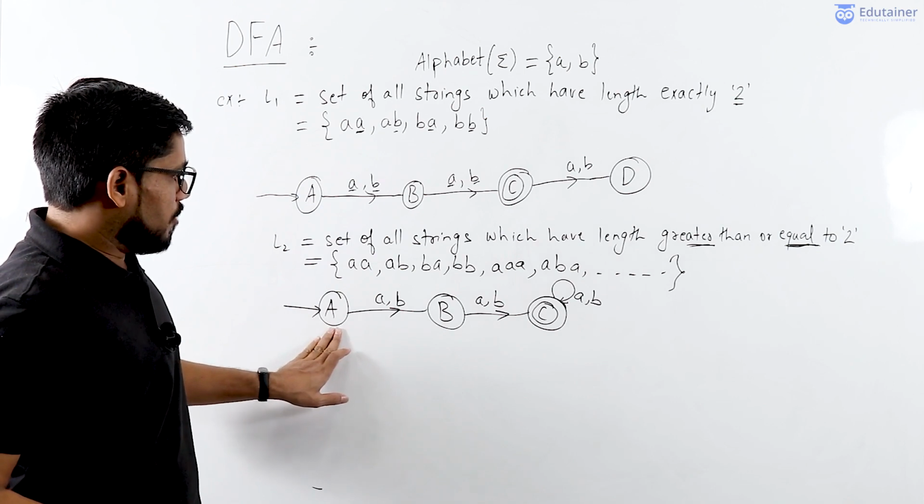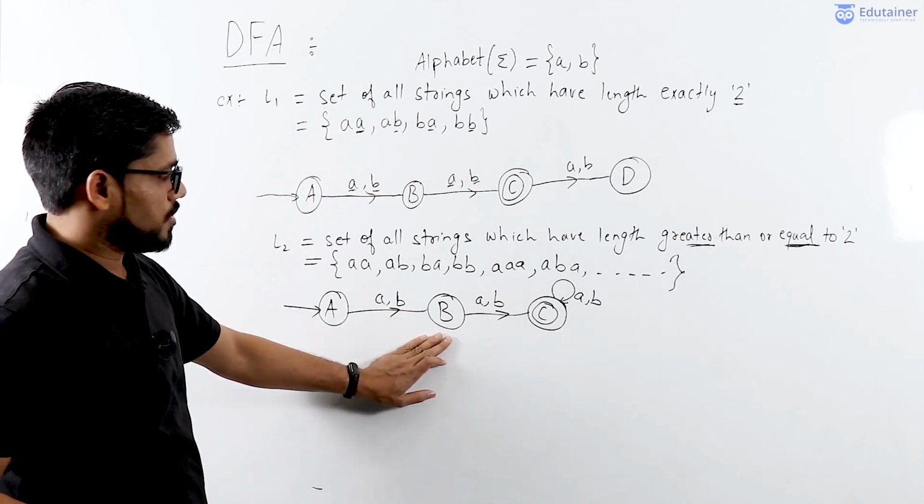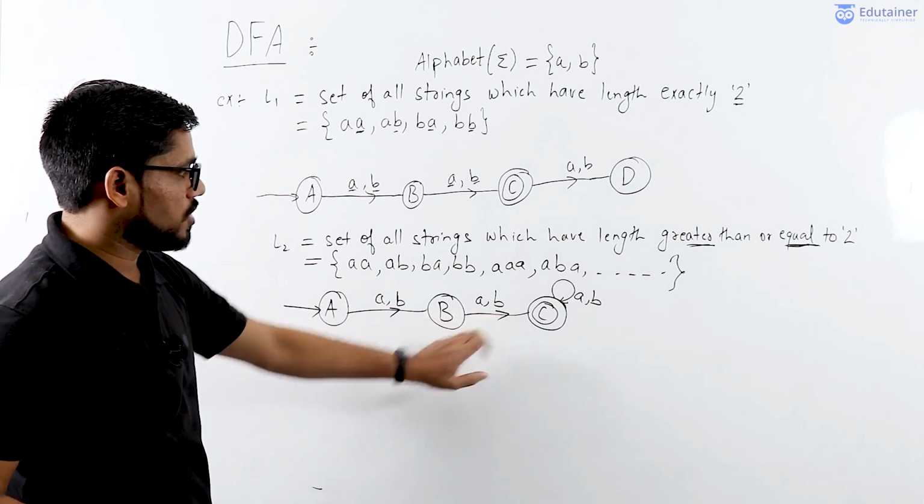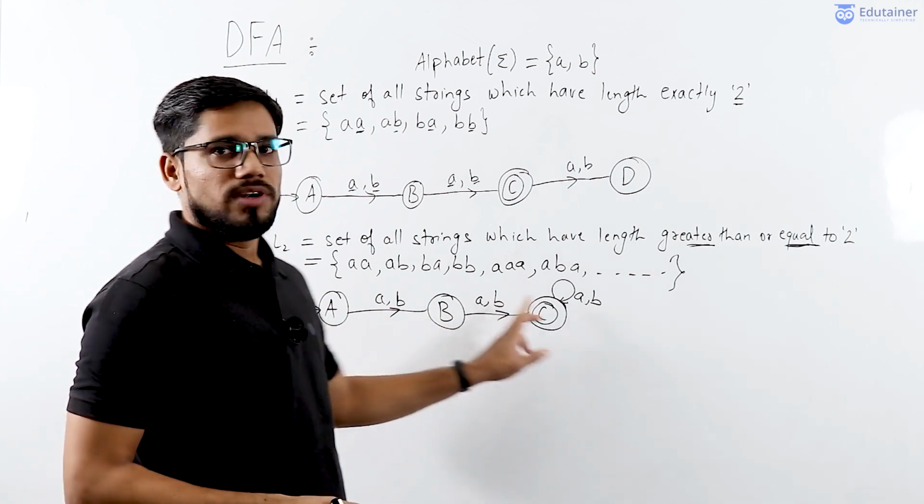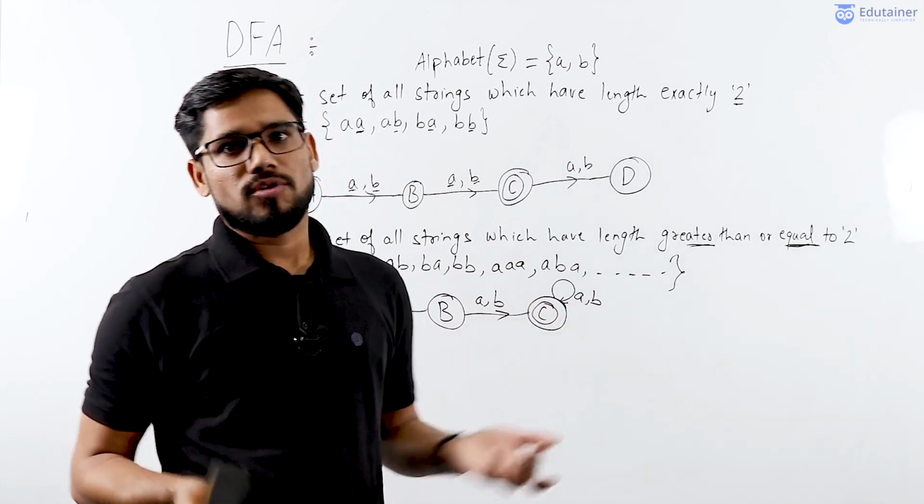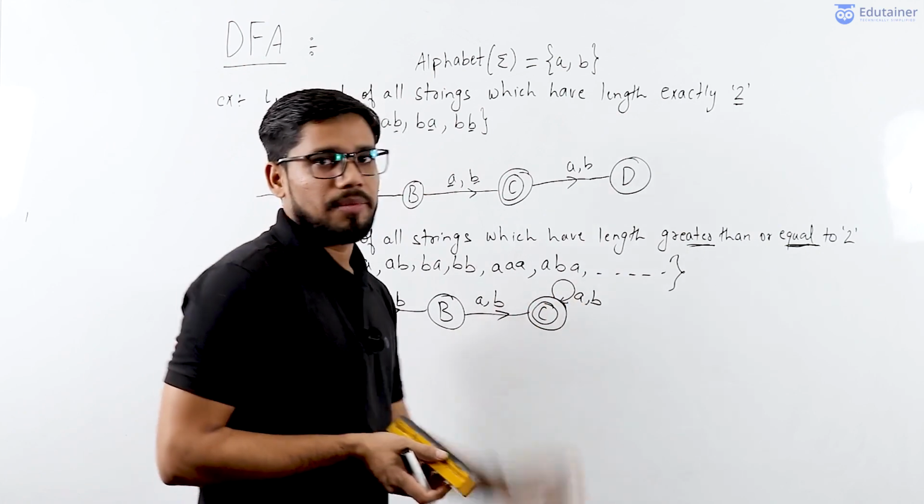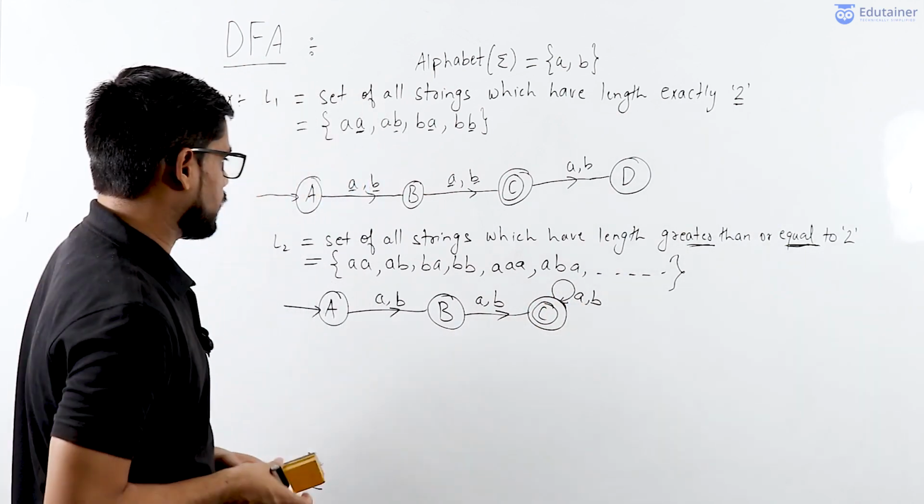On capital A, if you see a small a or a small b, that means one length string is accepted. On capital B, if you see a small a or small b, that means you will accept two length string. And on capital C, you will accept any number of strings by just taking a loop over the capital C final state. Okay.